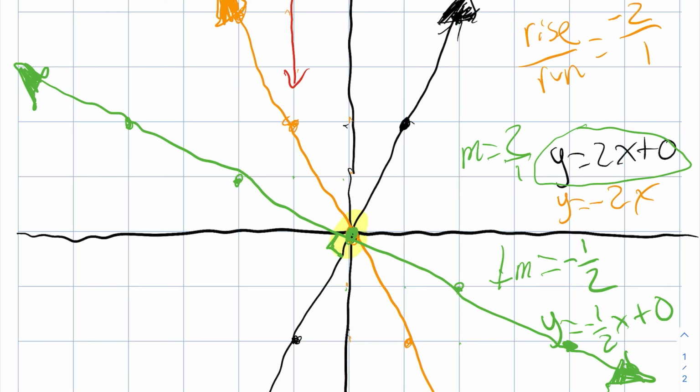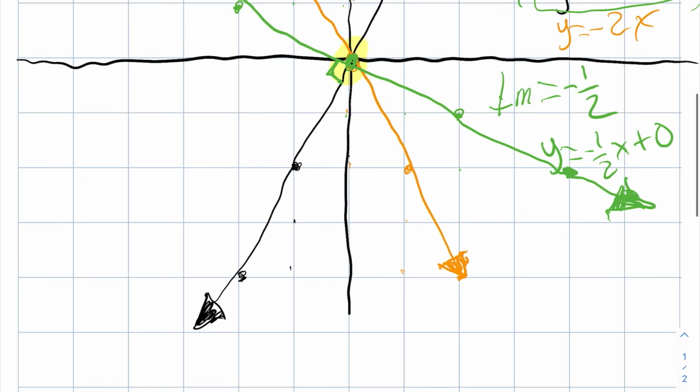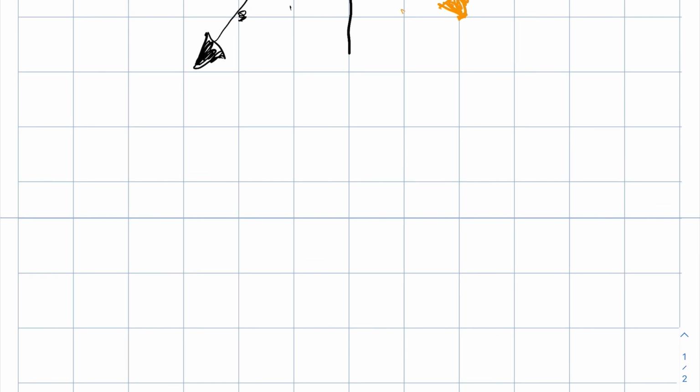And we can see, hey, here's a right angle, okay? This is a 90-degree angle with that black line. So if I were to make some conclusions, I would say that the black line and the green line are perpendicular to each other. Okay, I would say the black line and the orange line are moving in opposite directions because, again, one slope is positive and one slope is negative, but I cannot say that they are perpendicular to each other.